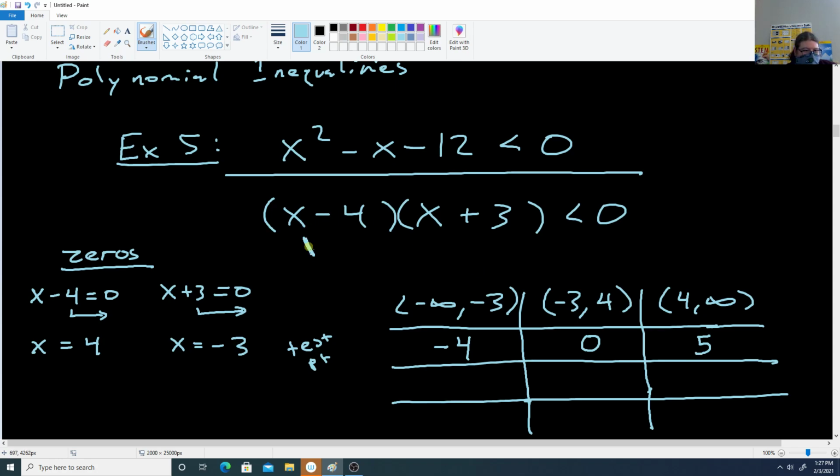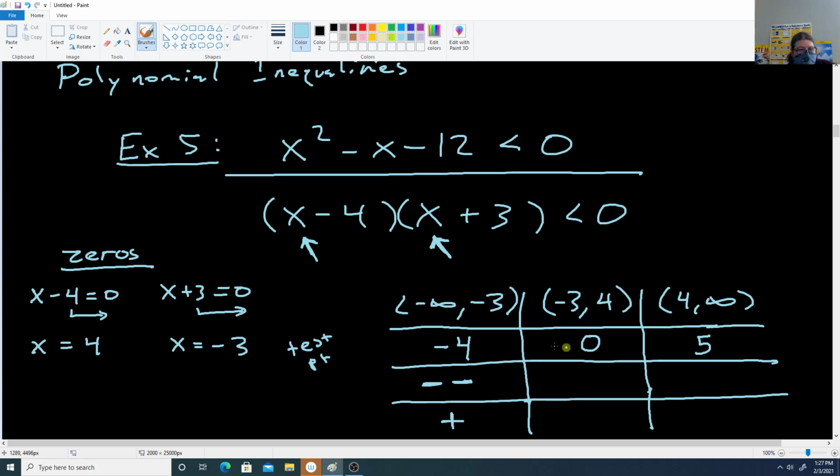What we're going to do with those numbers is we're going to substitute them into the x's in each of these factors, and we're going to keep track of the sign that that x makes that factor. So I put negative 4 in. Negative 4 minus 4 is negative 8, which is a negative number. When I put negative 4 in here, negative 4 plus 3 is a negative 1, which is also a negative. Negative times a negative is positive.